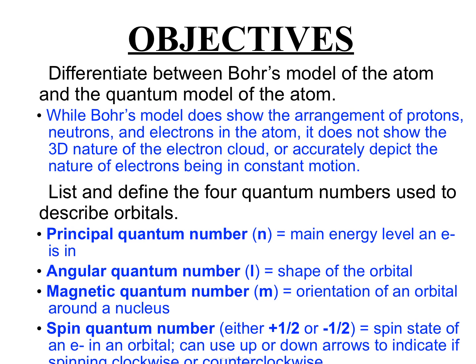Bohr's model shows the arrangement of protons, neutrons, electrons. It doesn't show it three-dimensionally, which is how we know it to be now. And the Bohr model shows the electrons orbiting, while they actually do not.